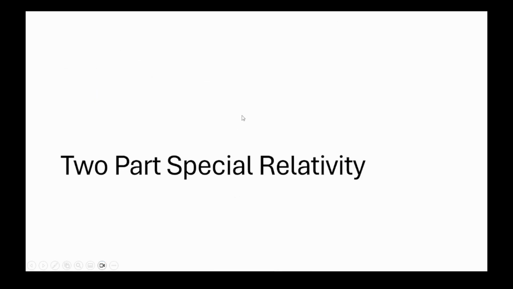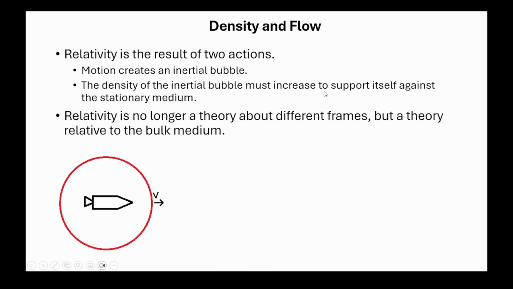So how we're going to be doing this analysis, we're going to be using a two-part special relativity. Relativity is due to two actions. Motion creates an inertial bubble, right? So we've seen this before. A spaceship's moving along and it's going to drag along space-time particles with it. Now, in order for this bubble to exist, it must slip past the medium that's not moving.